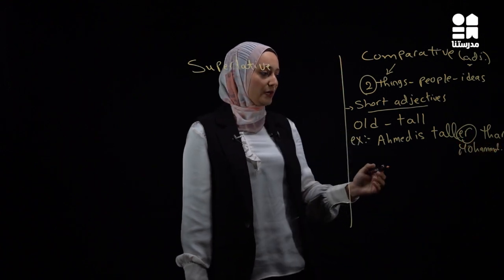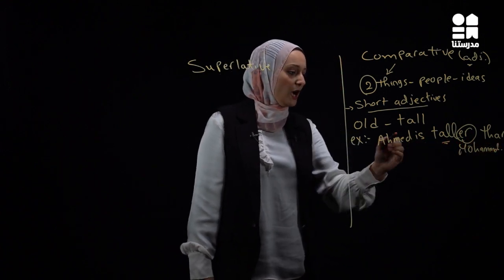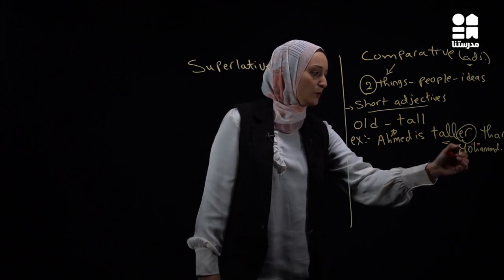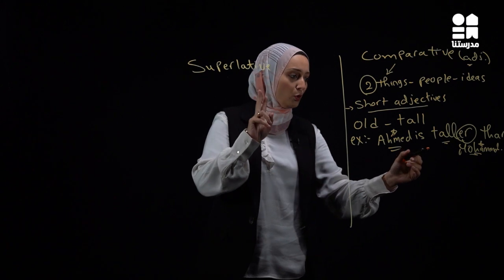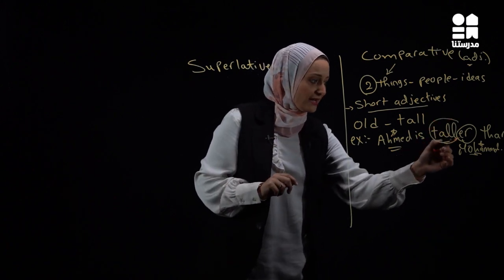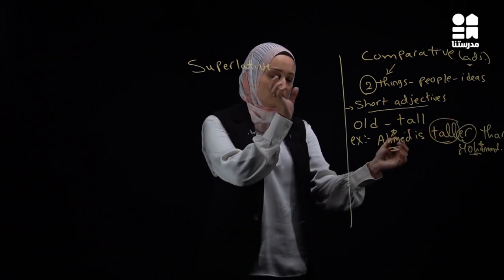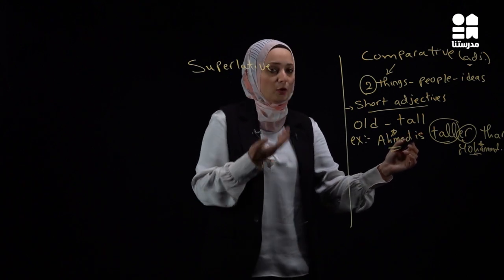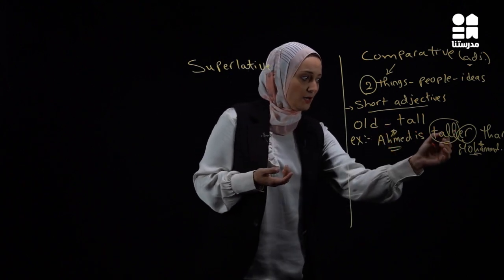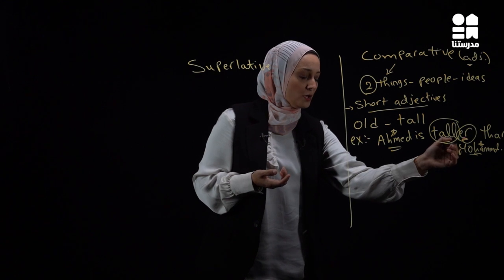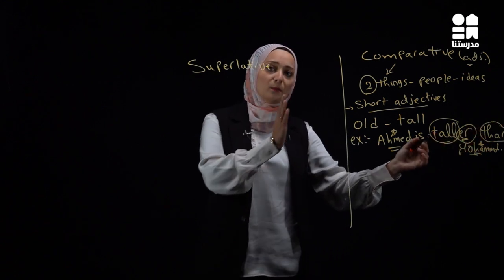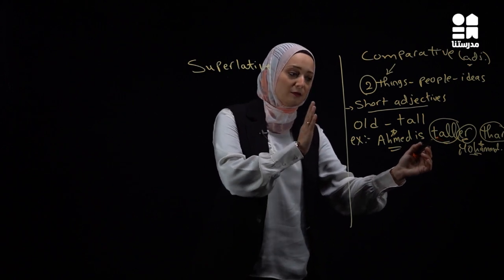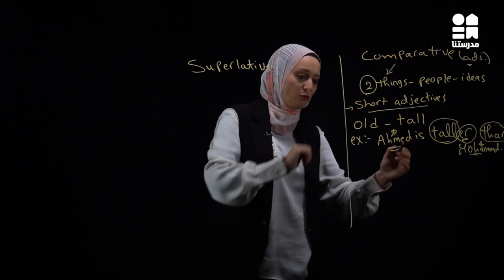So what is the rule here? I have a short adjective. I'm comparing between two people only. شخصين, أحمد ومحمد, اتنين بس, two people only. And I have a short adjective. الadjective أو الصفة اللي عندي ككلمة صغيرة. الرول بعمل إيه طالما عندي اتنين؟ I add ER to the adjective plus than. ER plus than. This is the first rule for the comparative form.